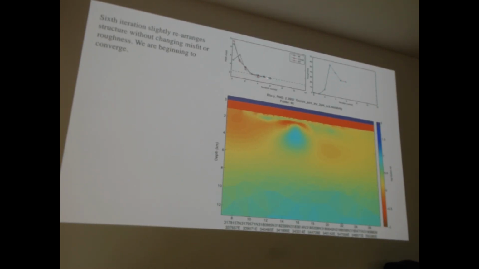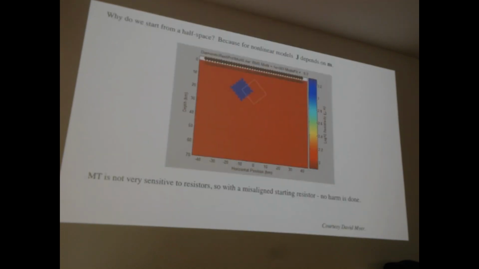My misfit isn't changing here, and now nothing is pretty well happening. I can march along for as long as I want and nothing changes. So this algorithm doesn't really care when you stop, as long as you get to this part of the curve. Okay, why do I start from a half space?